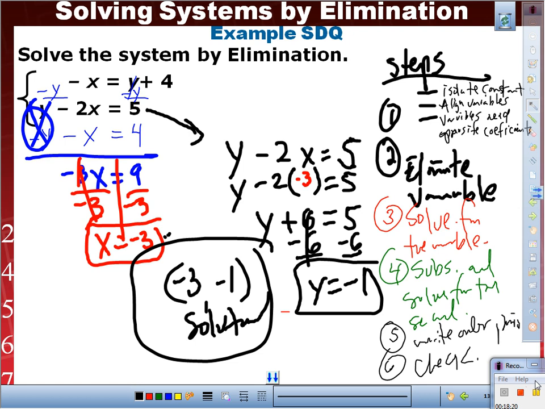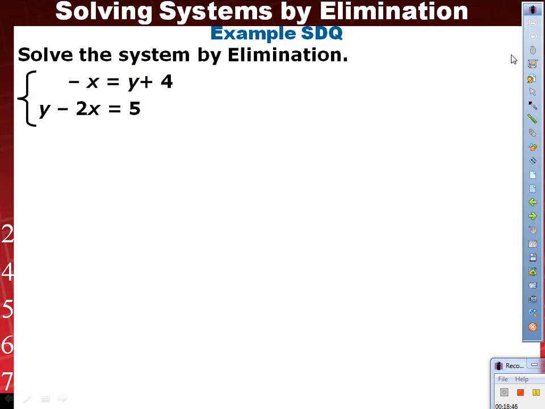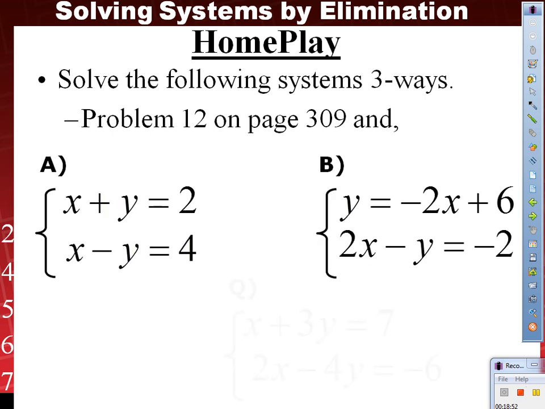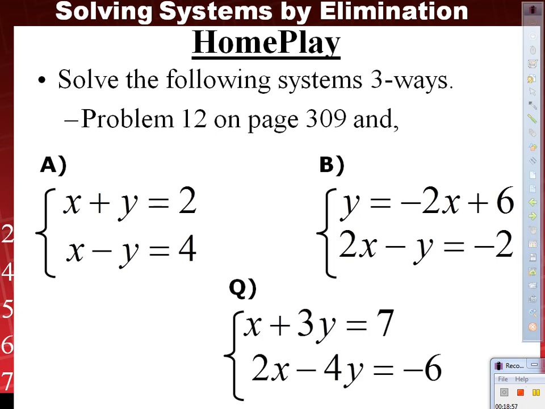No tutoring today. I have a faculty meeting. So, let's see. Home play is solving the 3 systems 3 different ways, and problem number 12 from page 309. So 3 different ways. How many ways do we know now? Graphing, substitution, and elimination. Yay! And number 12 from page 309, that one is a word problem. You don't have to do that one 3 different ways. The only ones that I want 3 different ways are A, B, and C.